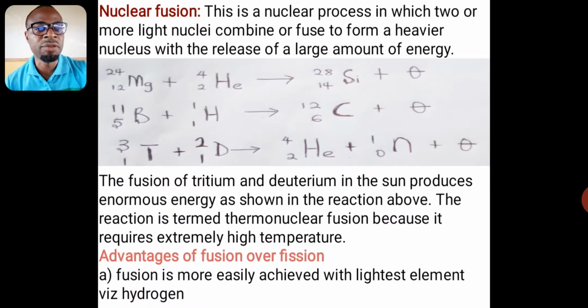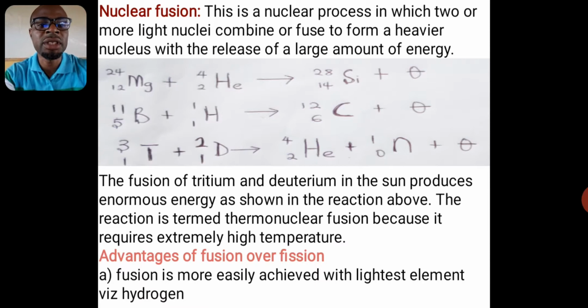So we have under there that the fusion of tritium and deuterium in the sun produces enormous energy, as shown in the reaction above. That is the third reaction there. The reaction is termed thermonuclear fusion because it requires extremely high temperature. We take a subheading there, advantages of fusion over fission.